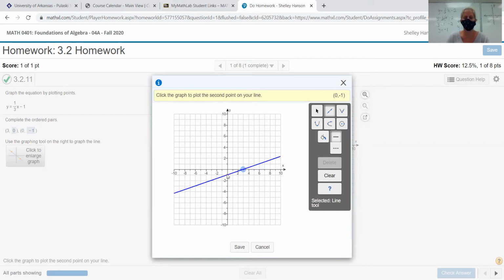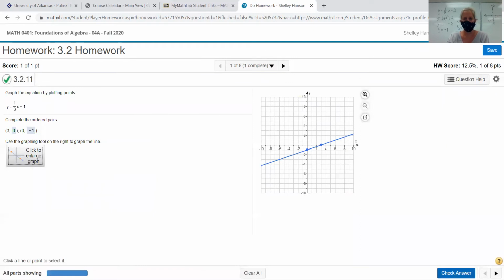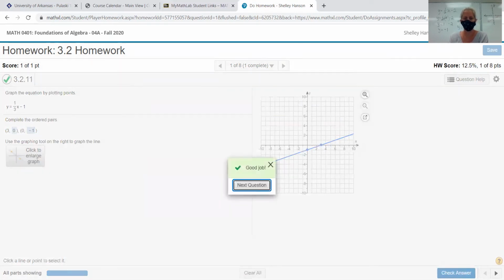Down 1. So look at the point that's in the yellow box. Does it match the point that you're trying to plot? Is it 0, -1? Since it is, you'll hit the button again to drop the point. Then you'll hit the save button and check your answer. Okay? So again, it'll tell me next question since I got it right.